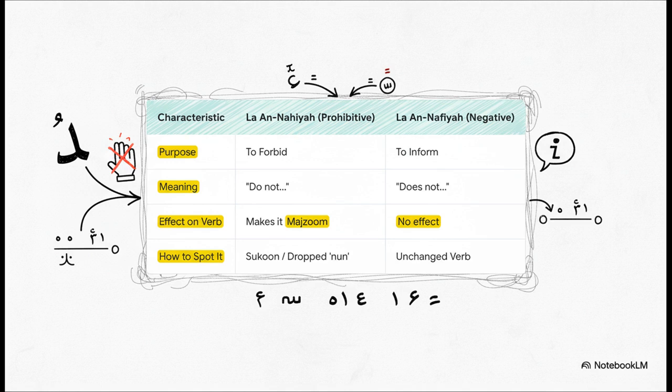Its purpose is just to inform. Its meaning is negating, and it has no effect on the verb. You spot it because the verb's ending looks totally normal. In the end, it all comes down to the verb. The verb tells you everything you need to know.